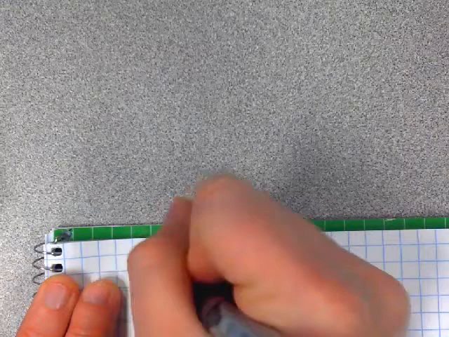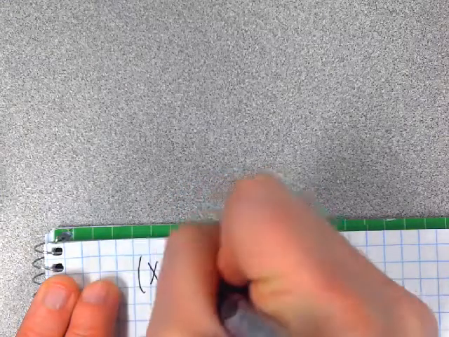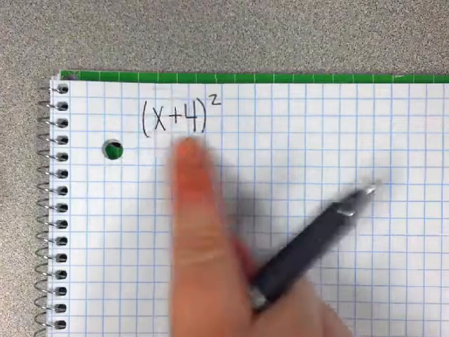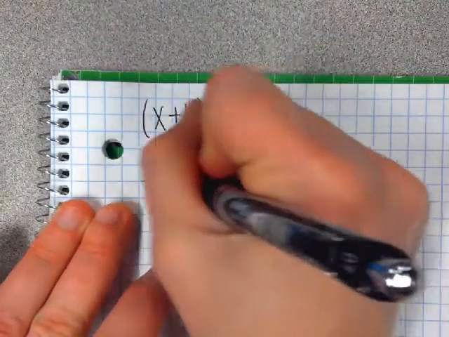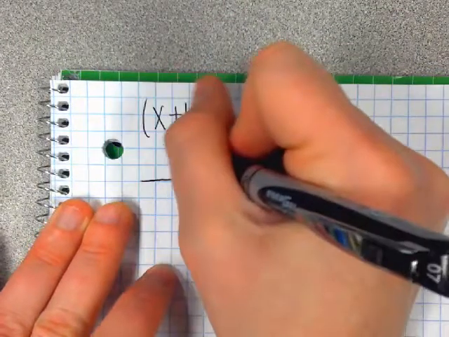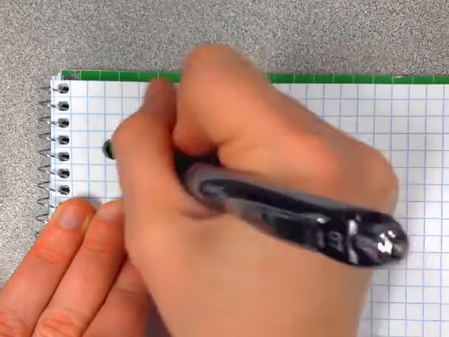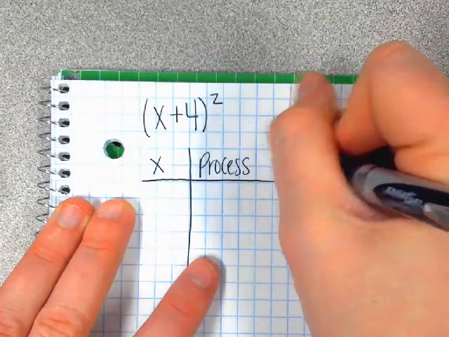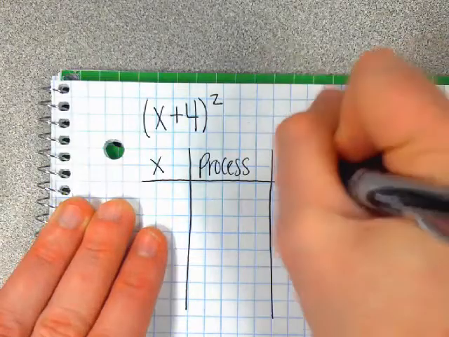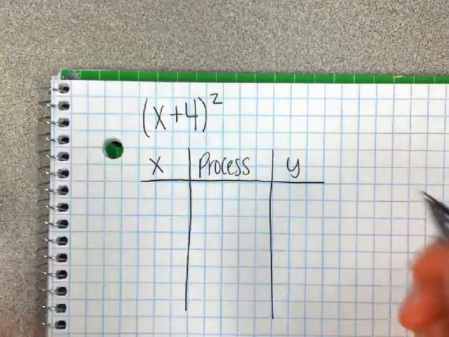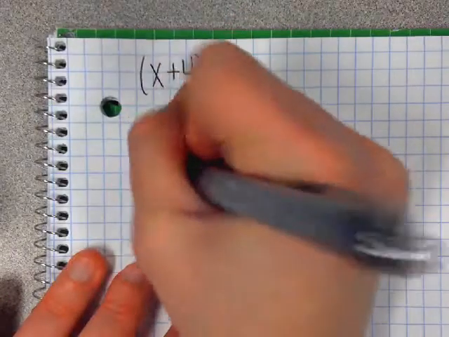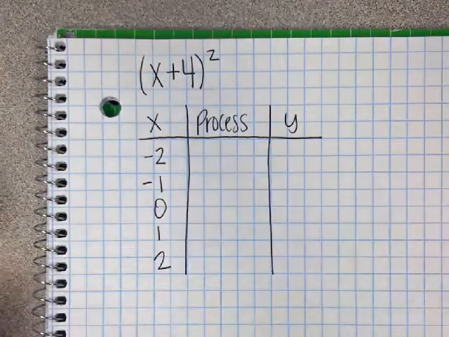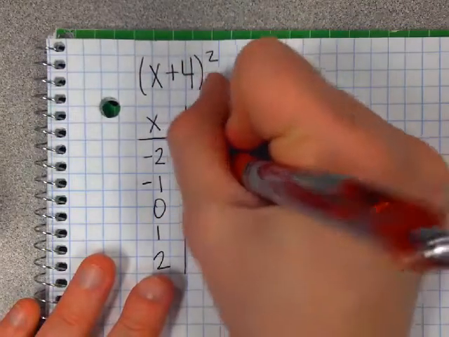Okay, next one. X plus 4 squared. Notice the difference on this one is the 4 is inside of the parentheses, so that's going to make our math different. X, process, y. Okay, again, we're going to use -2, -1, 0, 1, and 2.